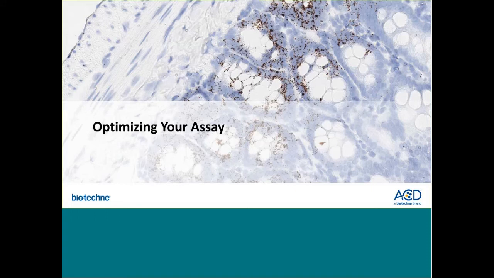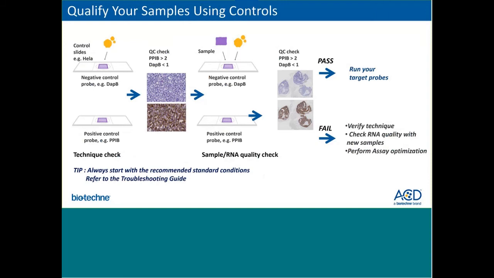Now we can take a look at how to optimize your assay. This is how we would recommend to qualify your samples for the assay. As an additional accessory in the event your samples may be limited, we do provide control slides, either HeLa for human or 3T3 for mouse, to run with your control probes to serve as a technique check for your initial assay. If the technique check passes with robust signal in the positive control probe and clean background in the negative control, you would then move on to test your control probes in your tissue of interest.